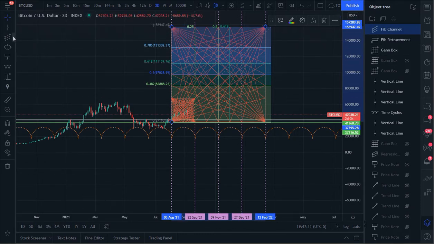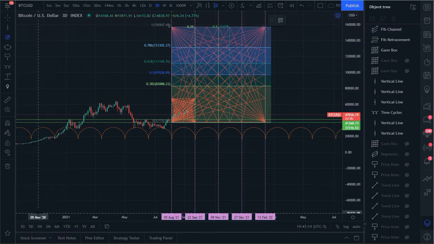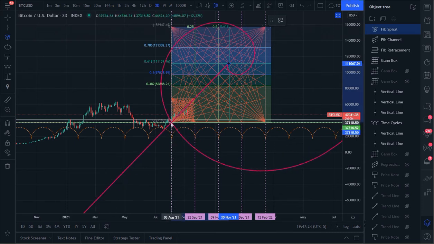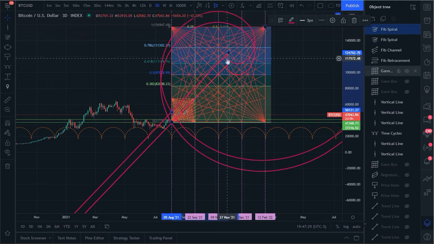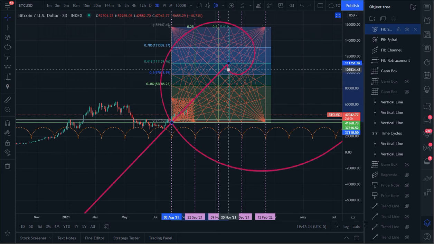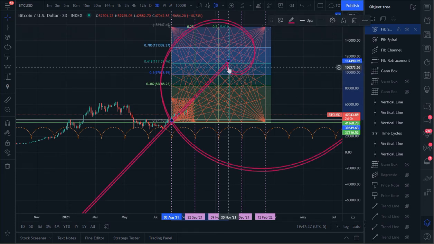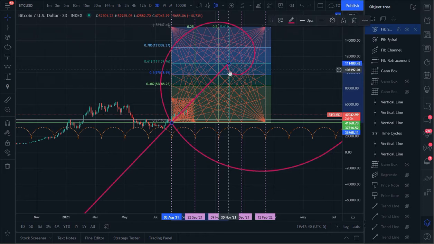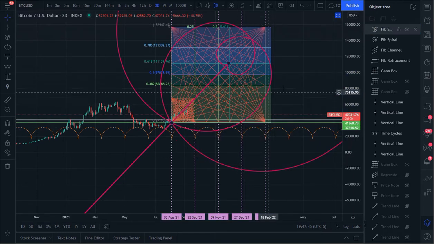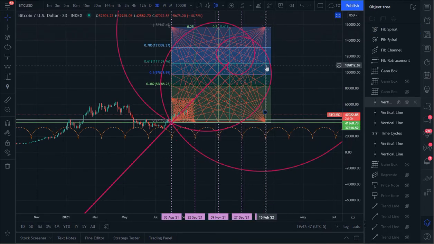So Fib spirals, nothing easier than drawing things with the right tool. Yes, okay, here. I can Control C, Control V and line up to the previous one. So setting it this way, double clicking and removing the counterclockwise, in this way we have another retracement for the future.